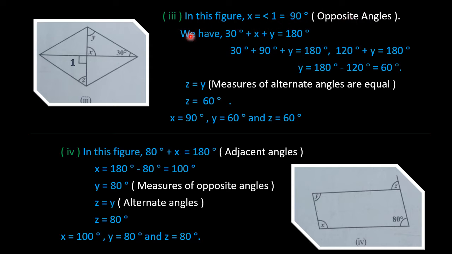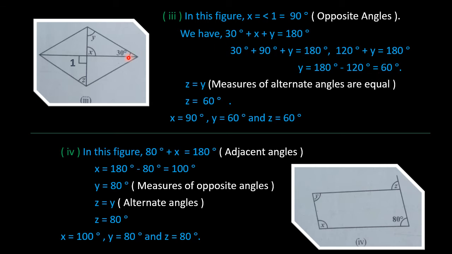And now, we have to find angle y. And in this figure, this is a triangle. And all these three measurements adding them, we get 180 degree. So, we can write x plus y plus 30 degree is equal to 180. And x is 90 degree. So, 90 degree plus y plus 30 degree equal to 180 degree. And 90 degree plus 30 degree, you know, it is 120. 120 degree plus y is equal to 180 degree. So y is equal to 180 degree minus 120 degree is equal to 60 degree.